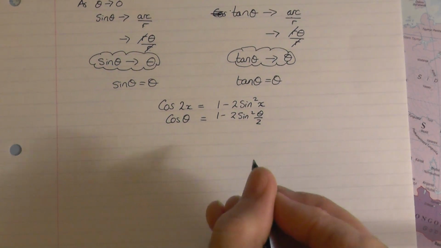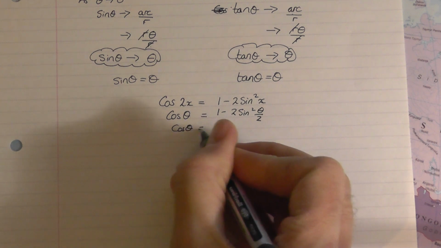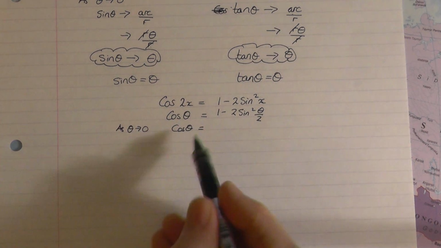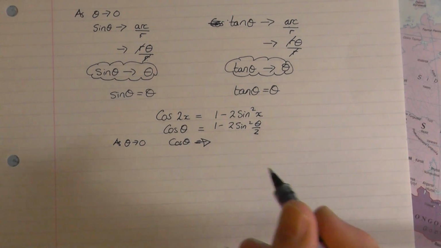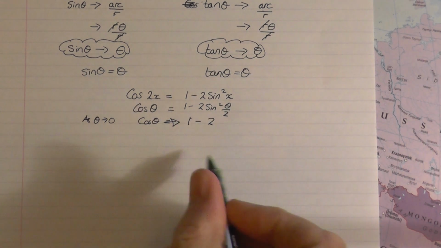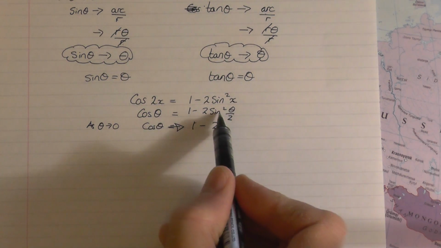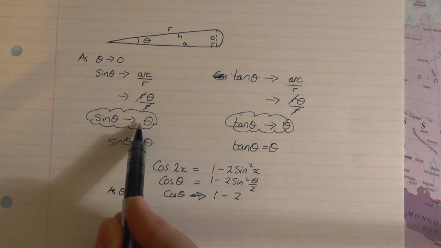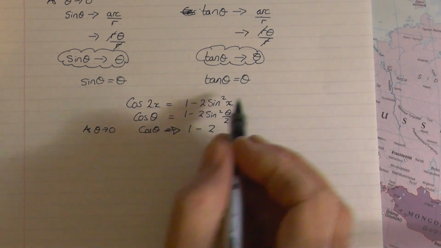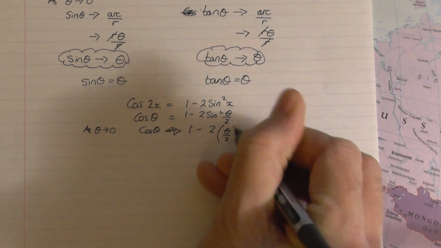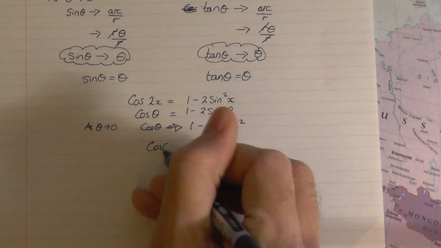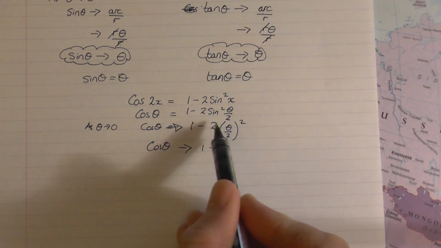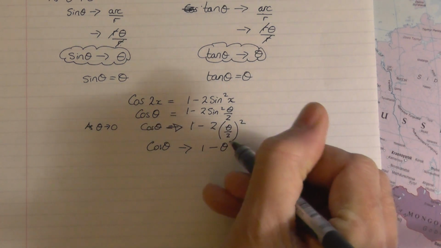So we get that cos of theta is going to be equal to, now as theta tends to naught, cos of theta is going to tend towards 1 minus 2 lots of sine squared of theta over 2. Well, that means sine of theta over 2 all squared. Well, we already know that sine of theta tends towards theta. So sine of theta over 2 tends towards theta over 2. And then you square it. So we end up with cos of theta tending towards 1 minus, if you square theta over 2, you get theta squared over 4. Then you double it. The 2 and the 4 cancel, so you get theta squared over 2.